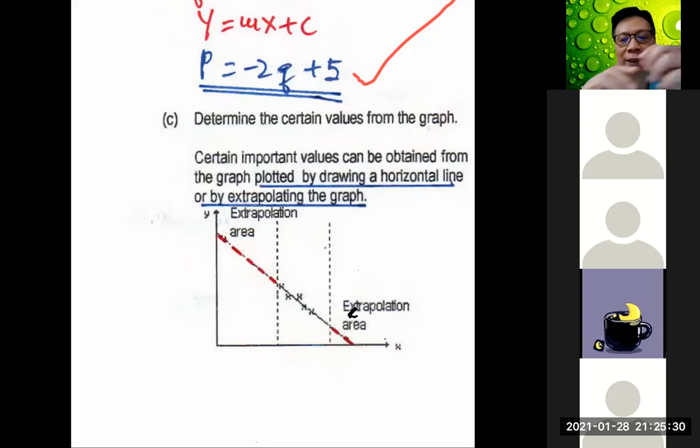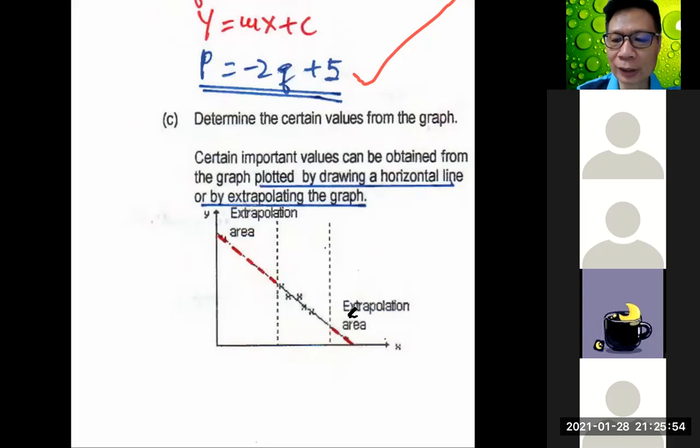Extra means you extend the graph. Now, do you know what extrapolating a graph is? Can we do extrapolation on a curve? This is a straight line, so okay, you can extrapolate. But when it comes to a curve, can we do that?